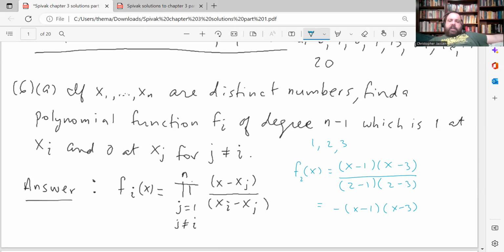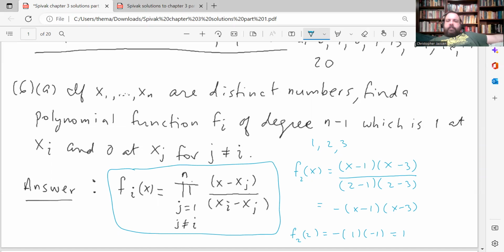And notice if you plug in 1 for x, you get 0. If you plug in 3 for x, you get 0. And if you plug 2 in for x, you get minus 1 times minus 1, which is 1. So all the conditions are satisfied. And this is the general form that you need for those polynomials.